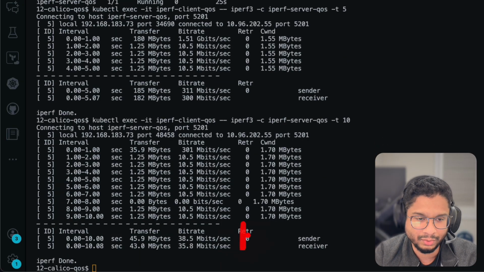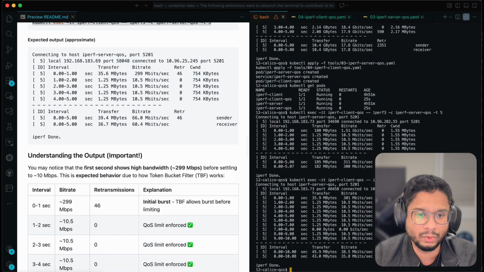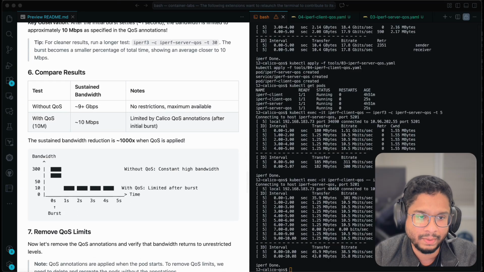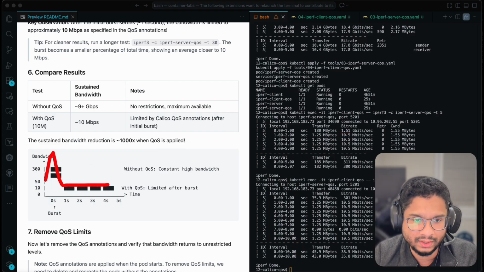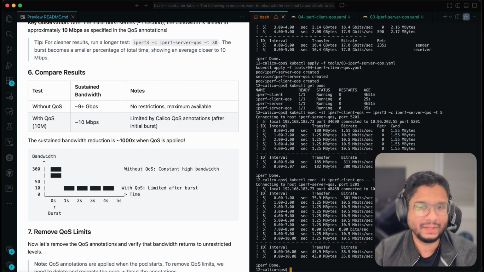Okay. All right. So there you have it. It's pretty much that simple to enforce QoS controls. When you look at the bandwidth, you're going to see that initial spike. And once the burst rate, or once the tokens have been exhausted, it's going to smoothen out and then maintain that control for the given workload.